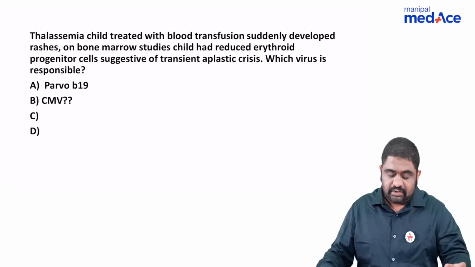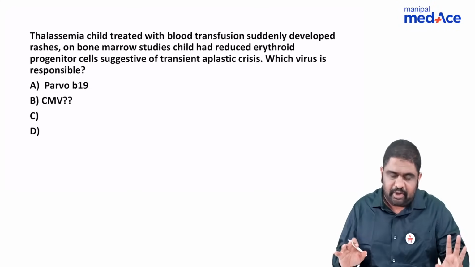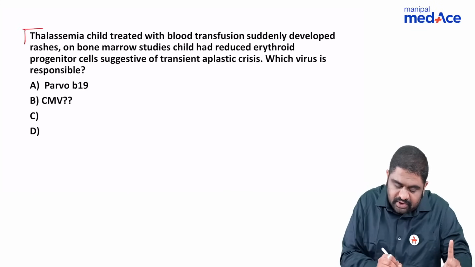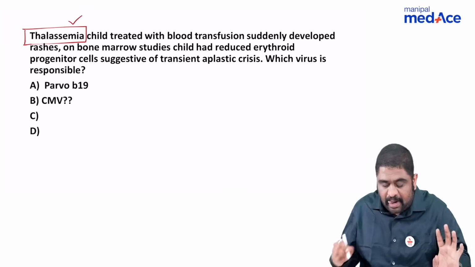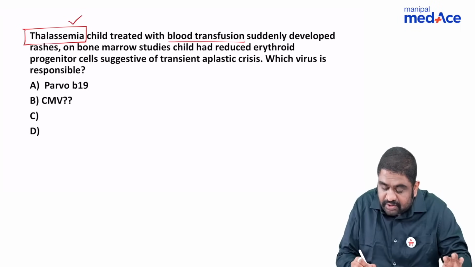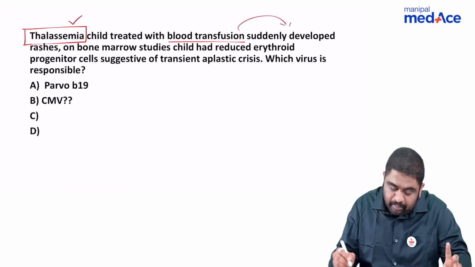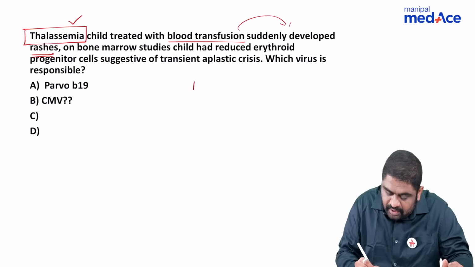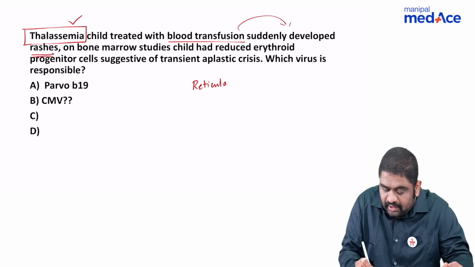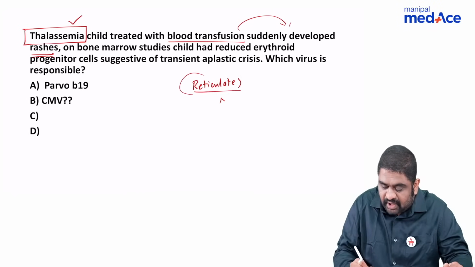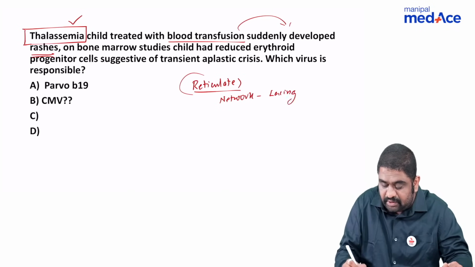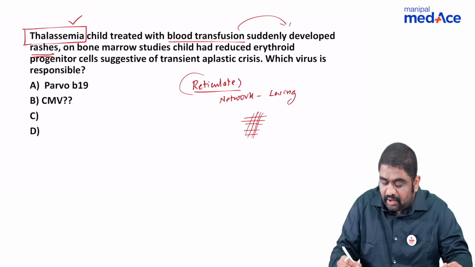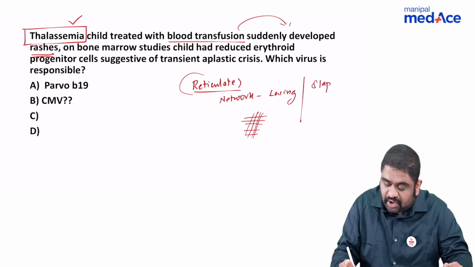Okay, now this question: some people said sickle cell anemia, some people said thalassemia, but I believe the question could have been thalassemia or hereditary spherocytosis. No matter what it is, the child has some hemoglobinopathy and is treated with blood transfusion, and that child has sudden development of rashes all over the face. If those rashes are reticulate in nature, which can have a network-like lacing appearance, then it may give you a slapped cheek appearance.